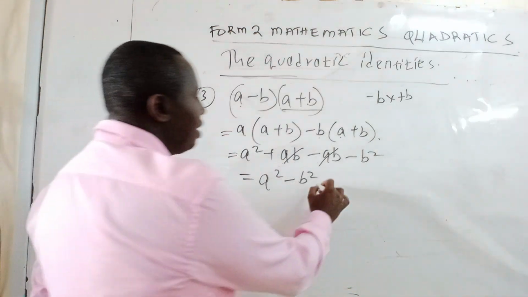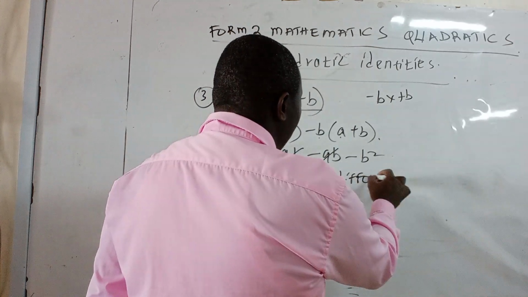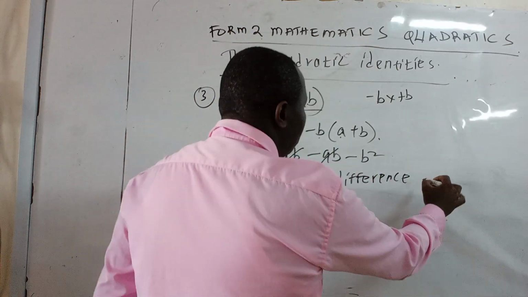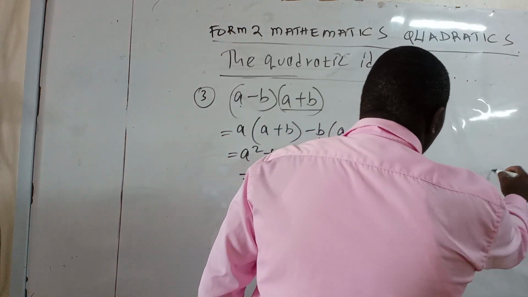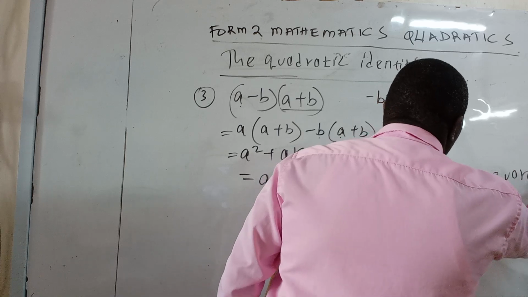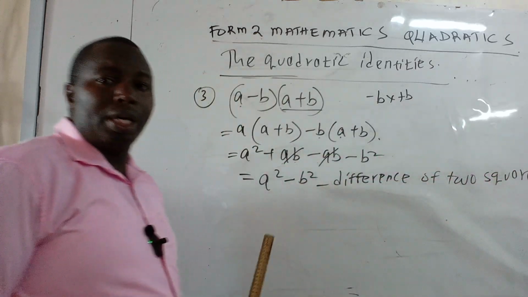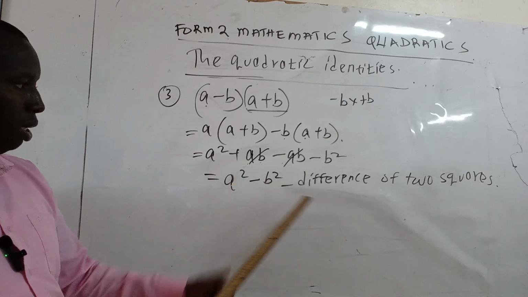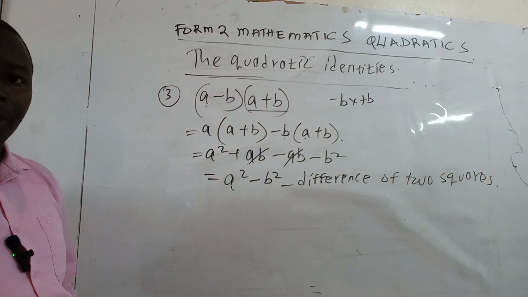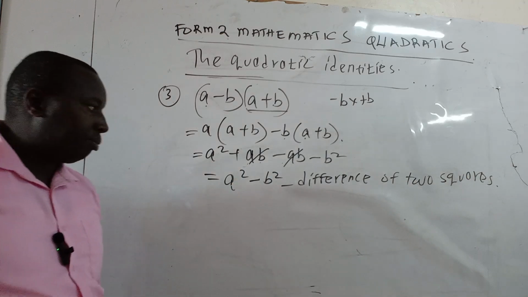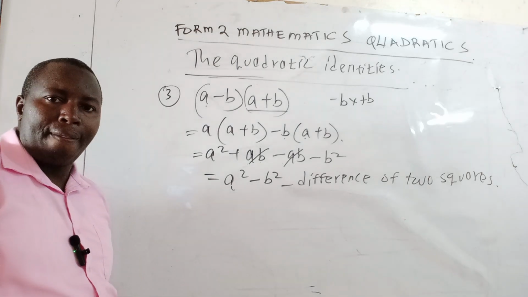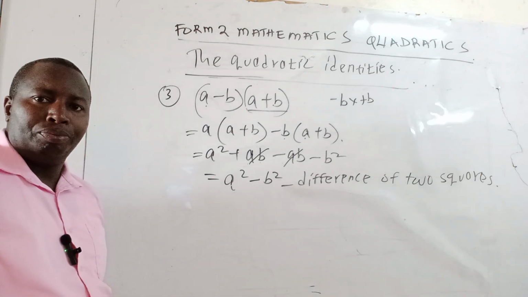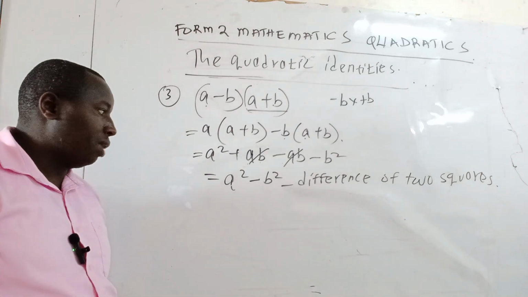And this one is the one that we call the difference of two squares. A squared minus B squared is the difference of two squares. So that's what you get.